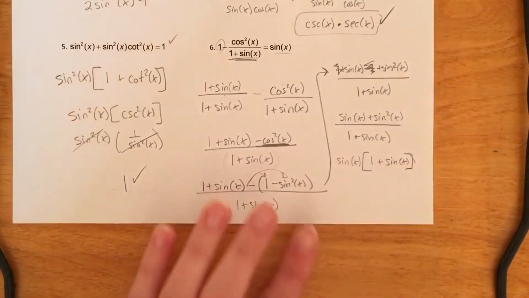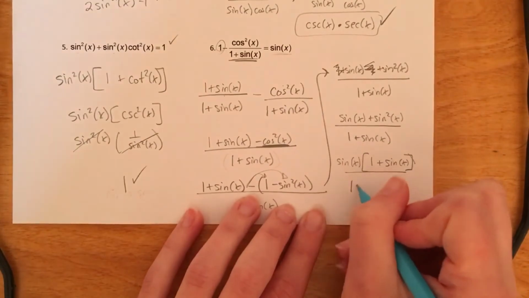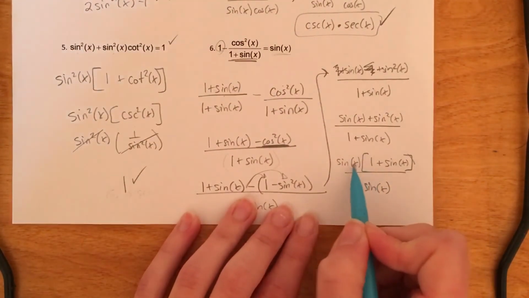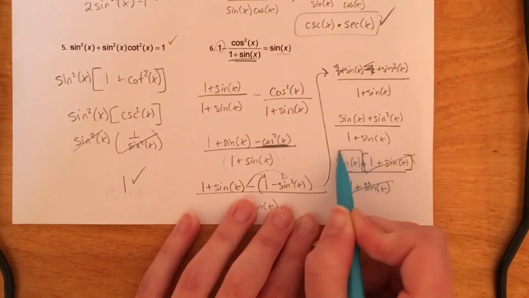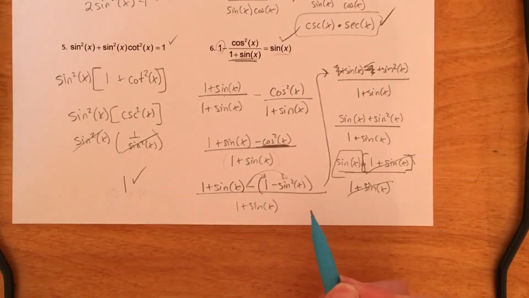Then we have 1 plus sine of x that was already on the bottom. Now we have some multiplication happening here, so we can cross out this whole entire quantity over this one, and we just get regular sine of x left, and that's what we wanted. Again, it's not what I was originally planning on doing.